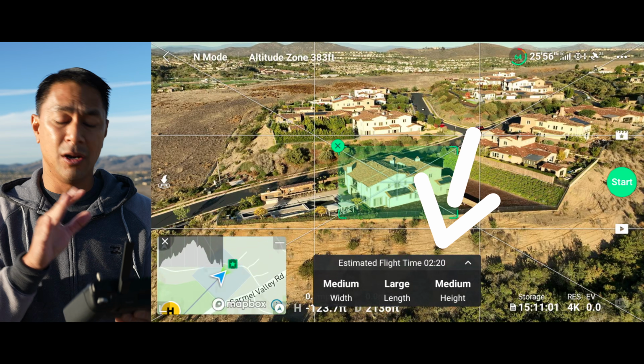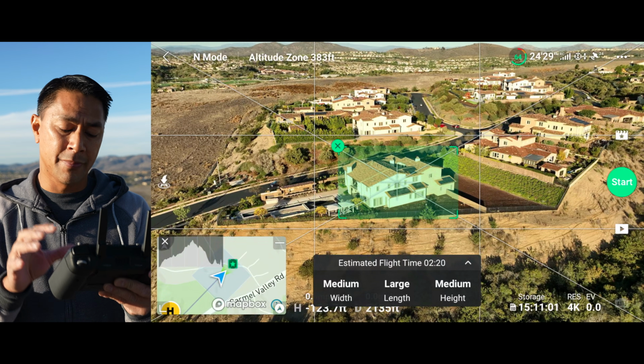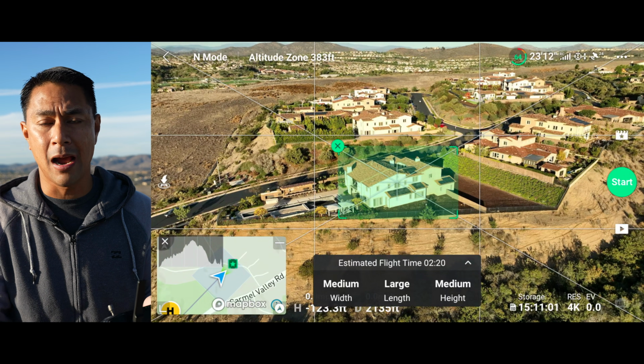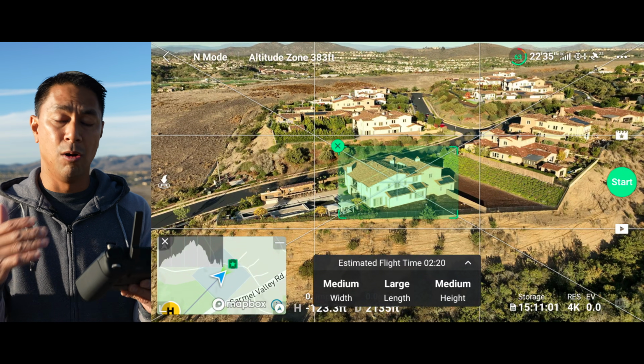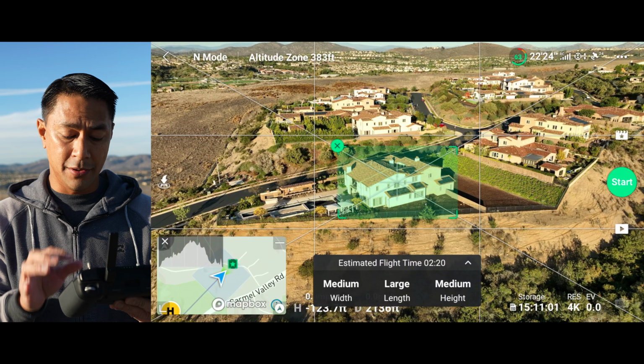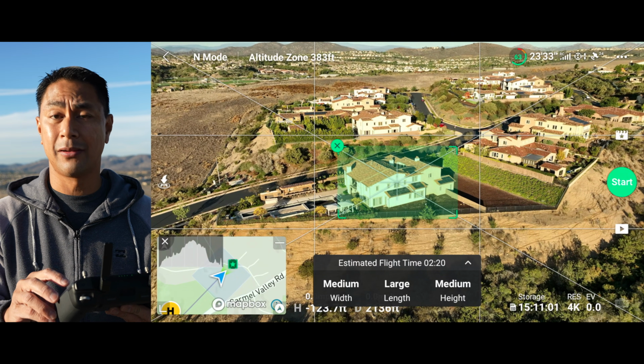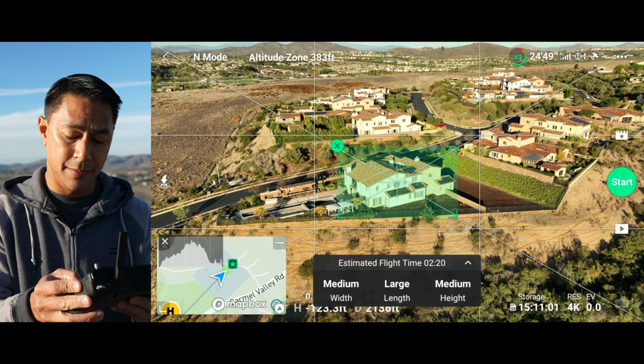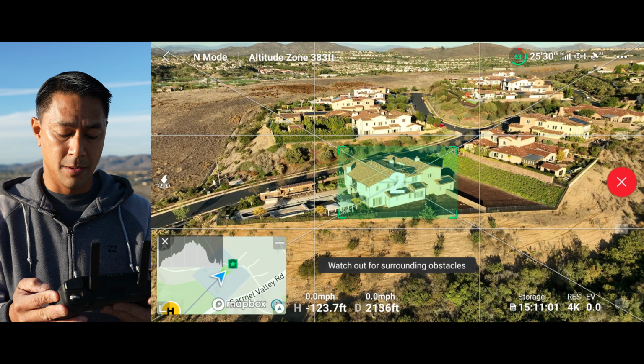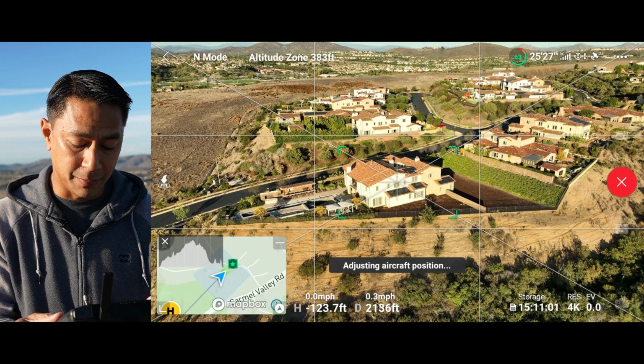So depending on what your settings are at the very bottom, the length of time, the flight time that you'll need to complete the master shot will change. Now that it's targeted onto the house and we should be good, let's go ahead and hit start here on the right. 3, 2, watch out for surrounding obstacles like I mentioned before.